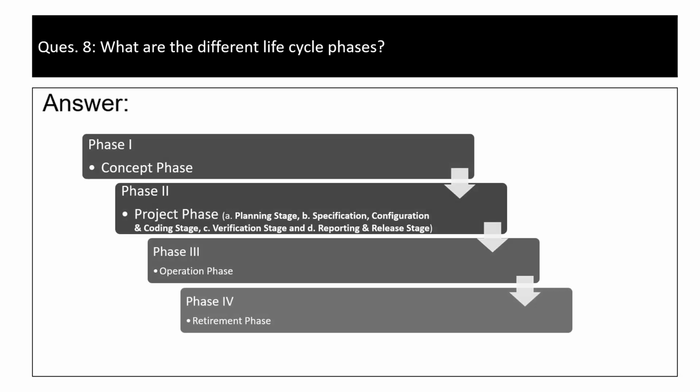Now question number 8, what are the different life cycle phases? The answer: there are 4 phases. Phase 1 is called the concept phase. Phase 2 is called the project phase, and this project phase is further subdivided into 4 stages: planning stage, specification, configuration and coding stage, verification stage, and reporting and release stage. Phase 3 is called the operational phase. Phase 4 is called the retirement phase.